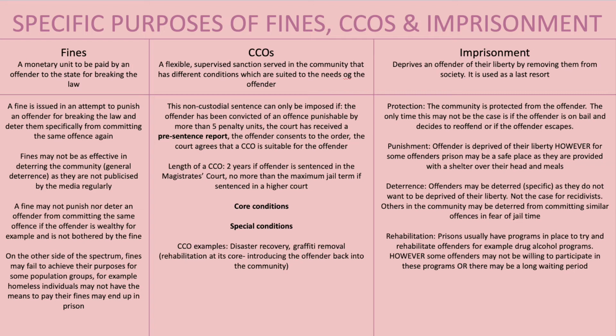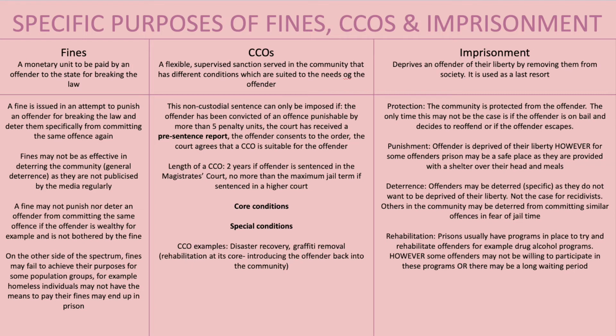A pre-sentence report needs to be received from Corrections Victoria to assess if a community corrections order is suitable for the offender. It may include the following information about the offender: their age perhaps, their education, employment history, their financial circumstances, and even any history of drug or alcohol abuse. The length of a community corrections order: 2 years if the offender is sentenced in the magistrate's court, or no more than the maximum jail term if sentenced in a higher court.